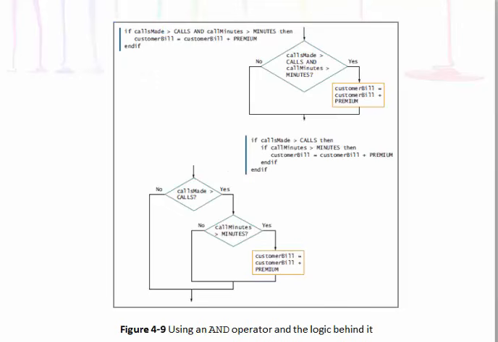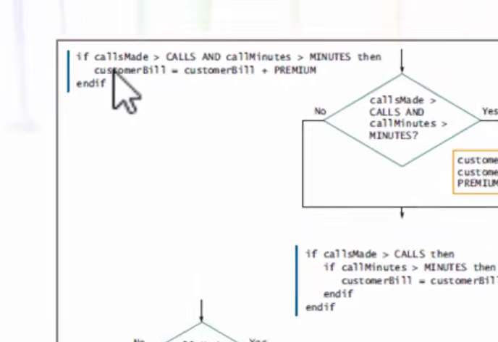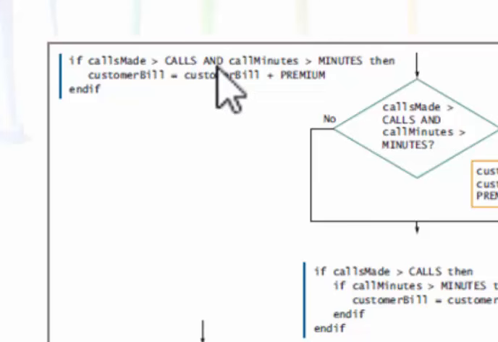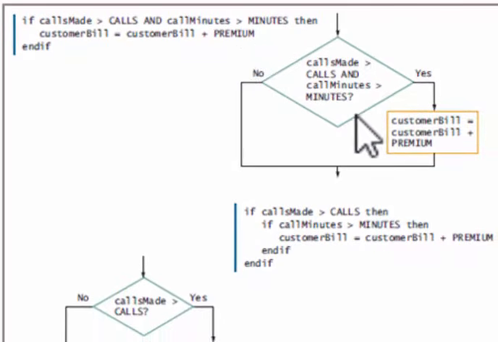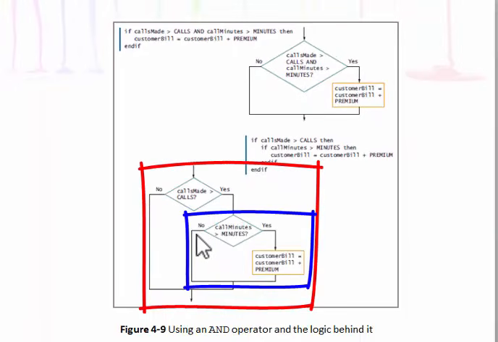So how do we change this? Nice and pretty. You'll see that calls made greater than calls and call minutes greater than minutes, then we bill the premium. In the flowchart, we just got the conditional AND over here, which is compounding the first condition and the second condition for our premium. So that's why I say we need a nested if in order for us to use the conditional AND operator.